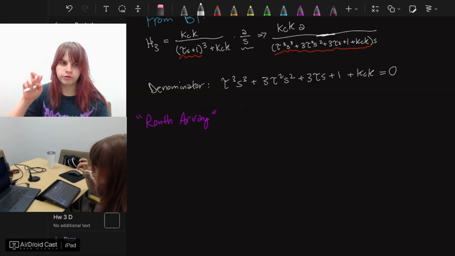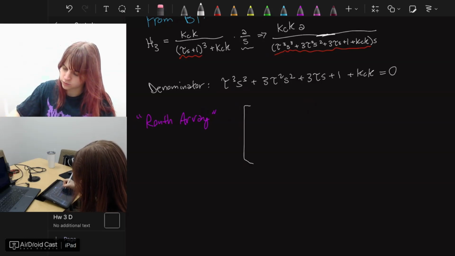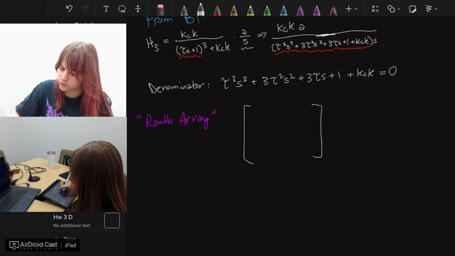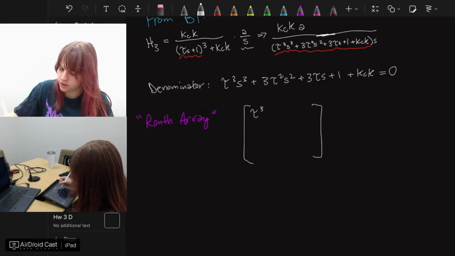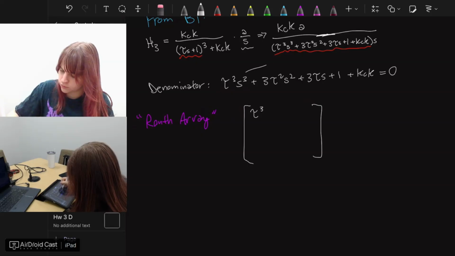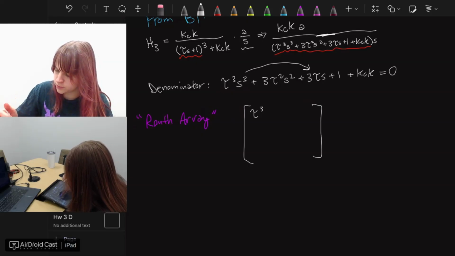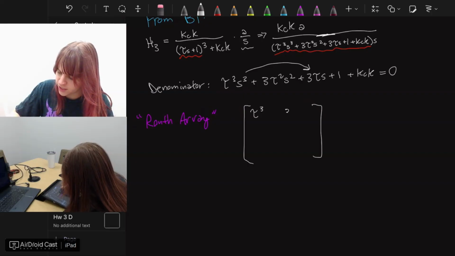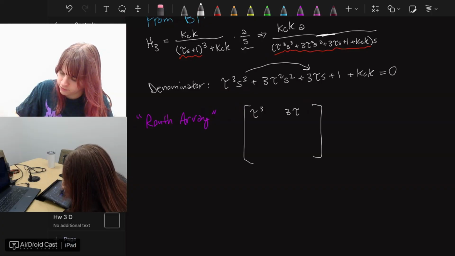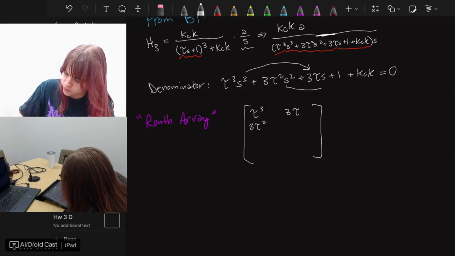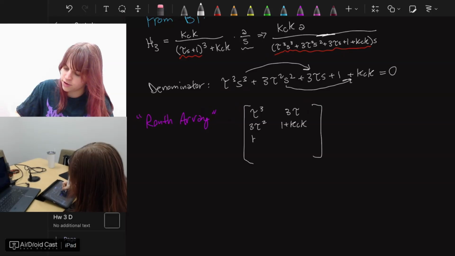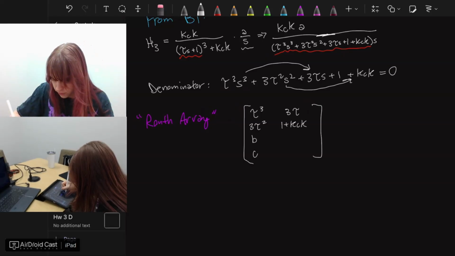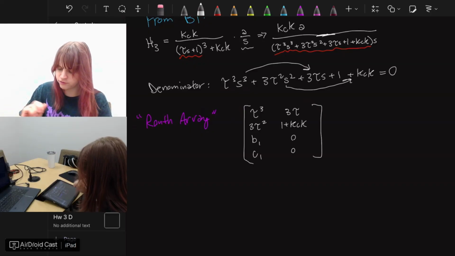Starting with our Routh array, we have first the s cubed term, tau cubed. We skip past the next term to the following term, 3 tau. Then in our second row we have 3 tau squared, and then we skip to this 1 plus KcK. Our following rows are constants. I'm just going to call those B1 and C1, and then we have nothing after that.